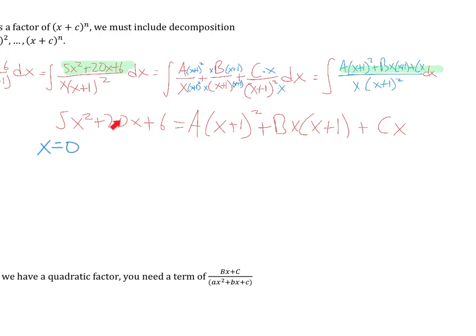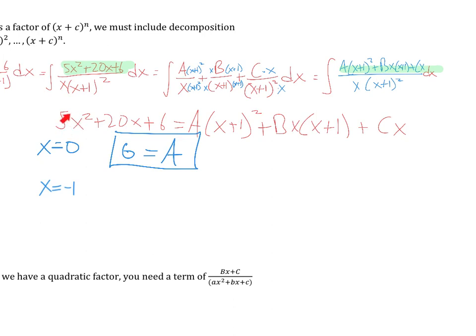Well, when you put 0 into all of these, 0 times 5 is 0, 0 times 20 is 0, plus the 6, so we get 6 equals, plug in 0 here, we get 1 squared, which is just 1, so that's just 1 times a. Plug in 0 here, and it wipes this term out. Plug in 0, and it wipes that out, and we've got a. Great. Now, we need to get b or c here, so let's try x equals -1. How about that? Because that'll make the other factor become 0.